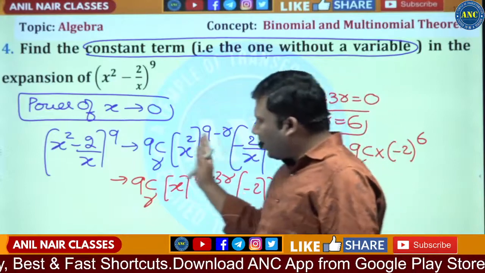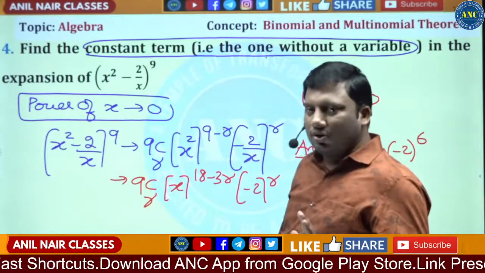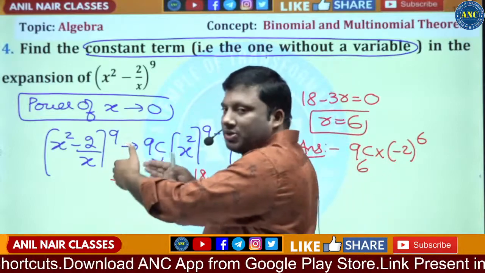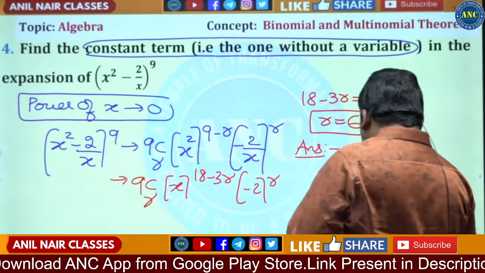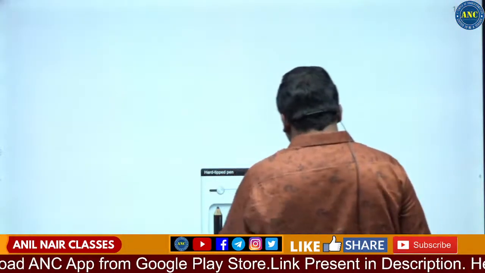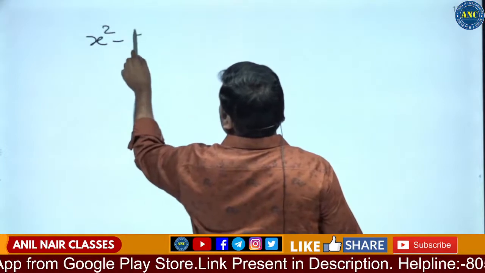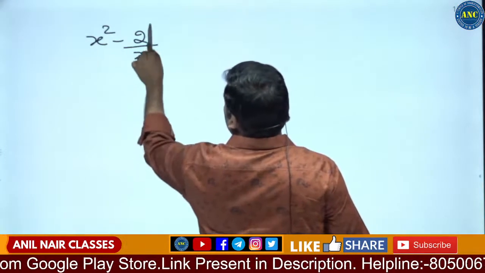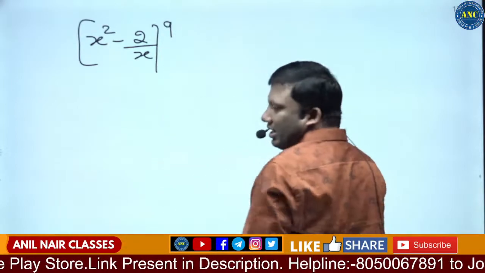You don't need to write all these expansions. The same steps, you can simplify it and write down in a single step. What is that single step? Let us see. What is the question? X square minus 2 by x power 9.